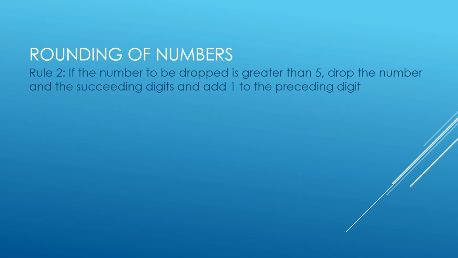If the number to be dropped is greater than 5, we drop the number and the succeeding digits, but we need to add 1 to the preceding digit. Example, 224.3479. We round it off to the nearest hundredths or two decimal places. The digit following 4 is 7, which is greater than 5, so we need to add 1 to 4. We drop 79, but we have to add 1 to 4. Hence, the rounded number is 224.35.